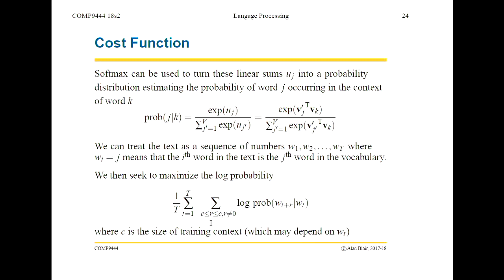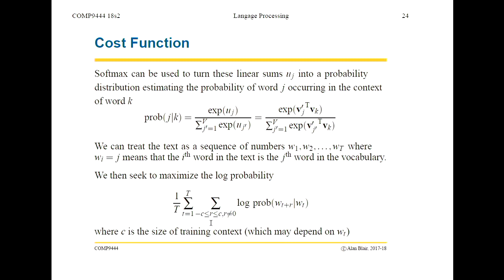So C is the size of the window, so typically C is equal to 5, so I look at R ranges from all numbers from -5 to +5, but excluding 0, and then I take WT plus R. So I look at the 5 words that occur on this side and the 5 words that occur on that side of the middle word, and I want to know what's the probability of that particular word occurring in that window, right? And I want to maximize the log of that probability.